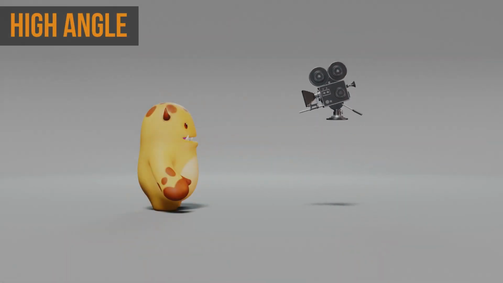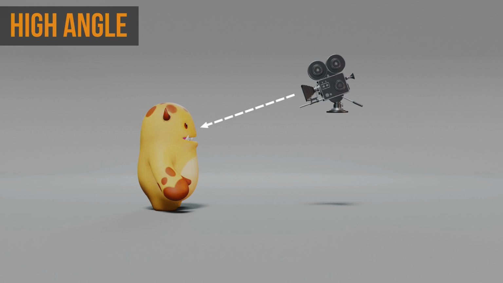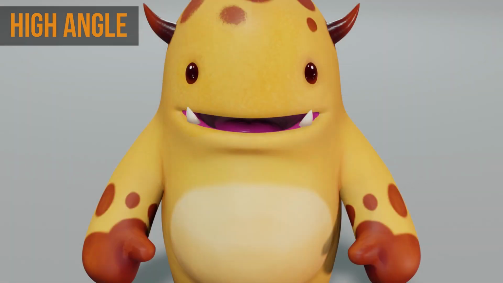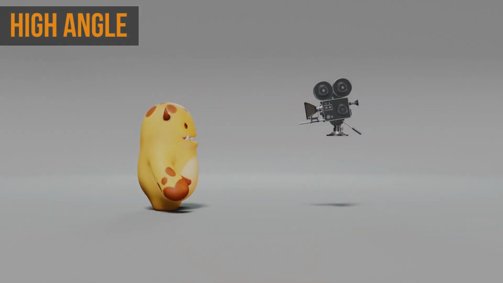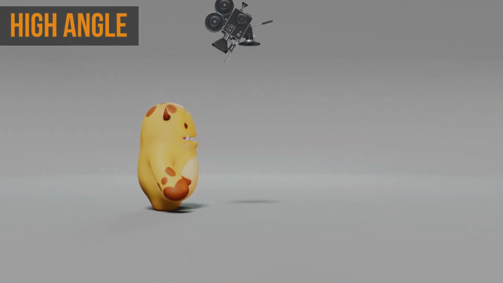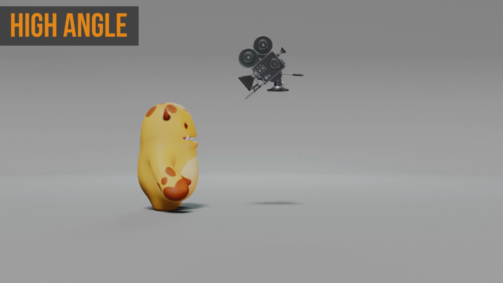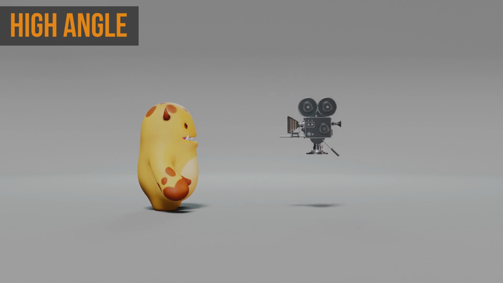The high angle shot. This is the opposite to the low angle, where the camera is looking down at the subject. It can make the subject look smaller or inferior. This angle can be subtle or it can be extreme, like an aerial or an overhead shot. The low angle and high angle shots are often used to create a power struggle between characters to make one feel more powerful than the other.